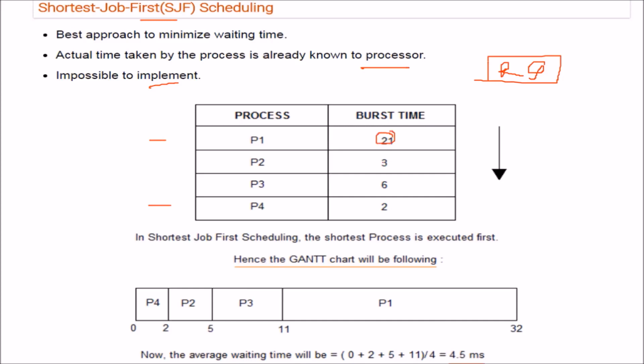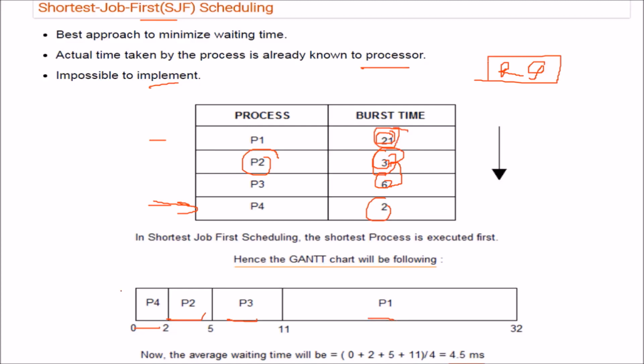21, 3, 6 and 2. Just compare. P4 has the shortest time to complete, so P4 will be catered to first. After that it will be 3, so P2 will be catered to. Then it will be P3, because if you arrange them in ascending order, you will see 6 comes after 3. So now P3, and finally 21 is the largest, so that will be catered to.